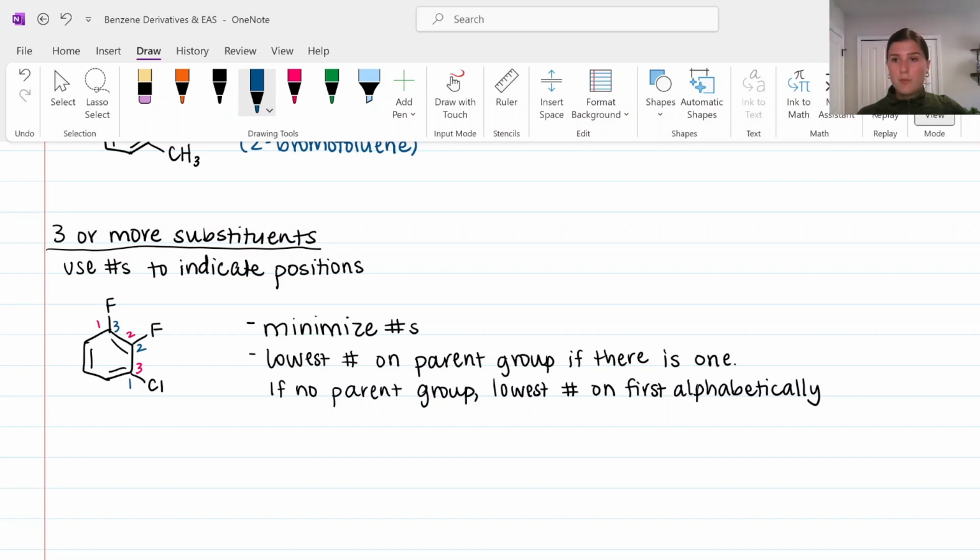Chlorine comes before fluorine alphabetically. C comes before F in the alphabet. And so the correct numbering for this molecule is to give that chlorine carbon number 1. So this molecule is 1-chloro-2,3-difluorobenzene.